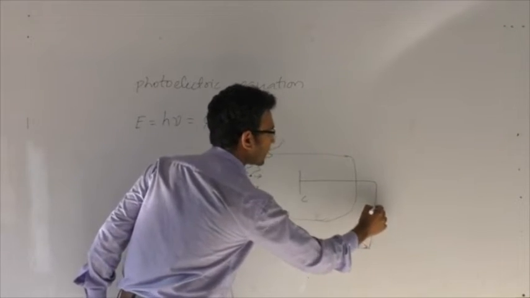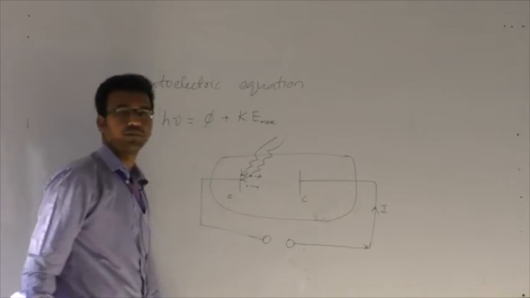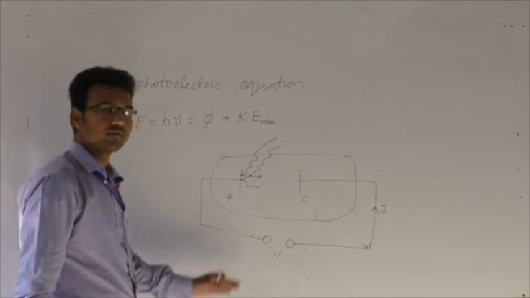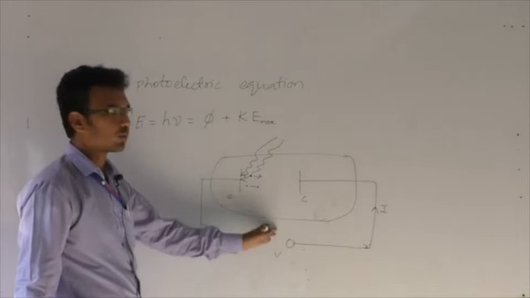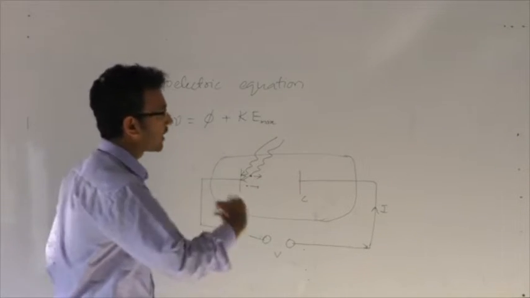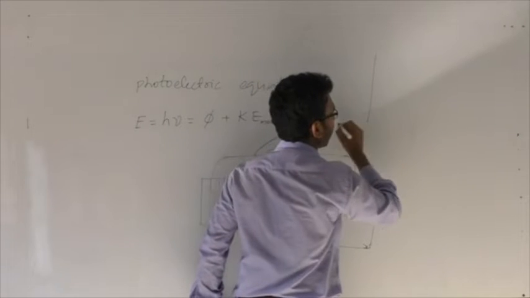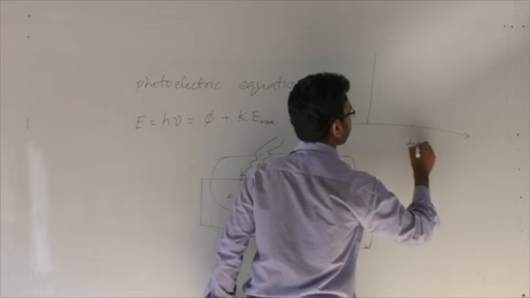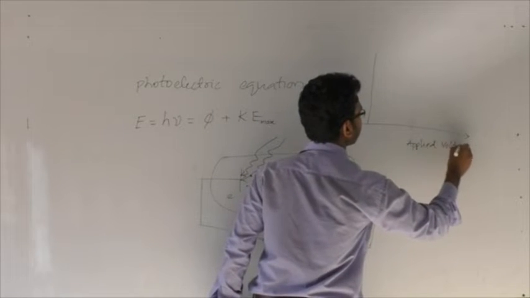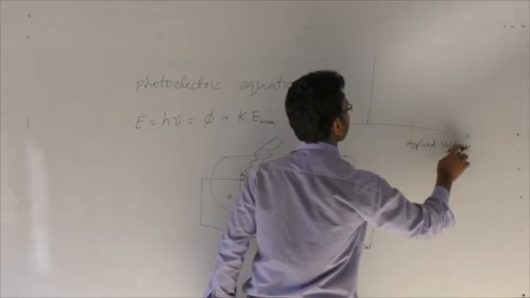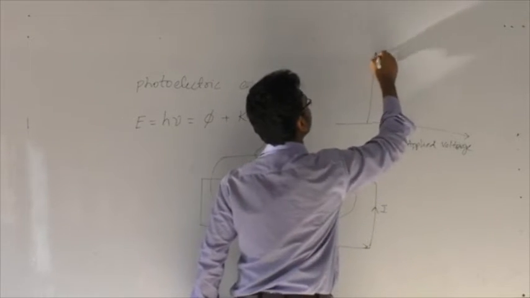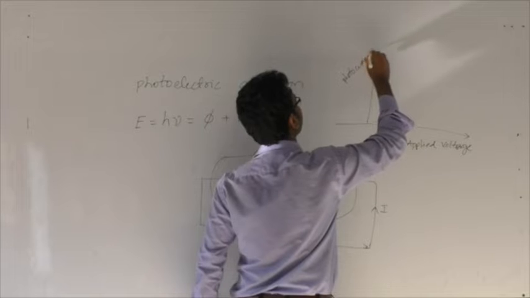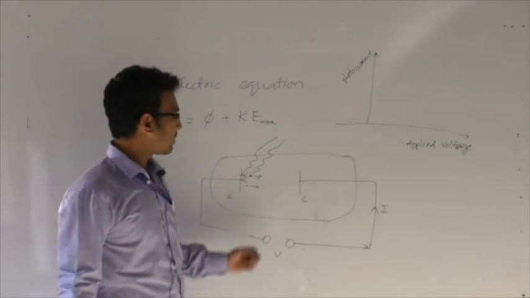Now in this case, let's say the electrons are coming out and reaching the cathode, and a complete circuit is given here. There will be a current I in this circuit. What happens when you apply a voltage here, V? If I apply a positive voltage, what happens to the current in the circuit? If I plot a graph like this, the applied voltage and the photocurrent, what happens if I increase the voltage?